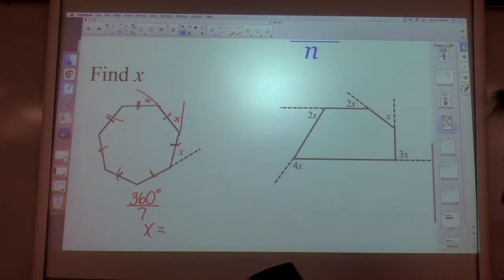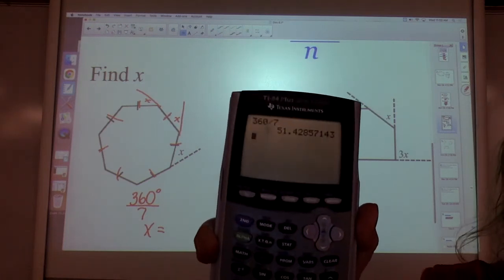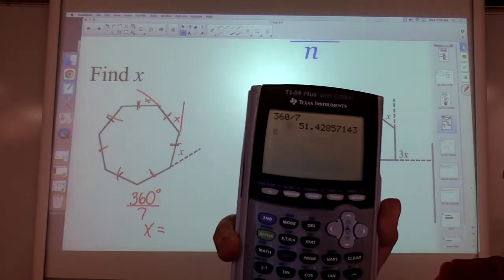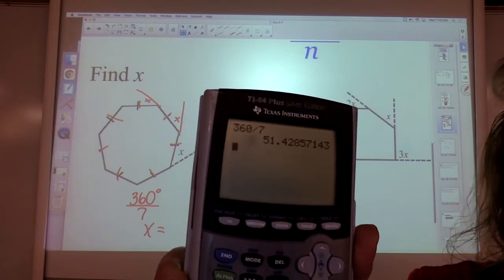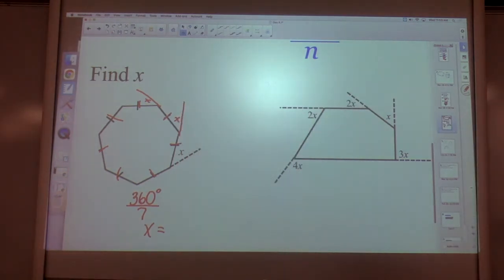360 divided by 7. Not only is it not a whole number, but it's also not a terminating decimal. So you are not going to round it. You are going to make it a fraction.